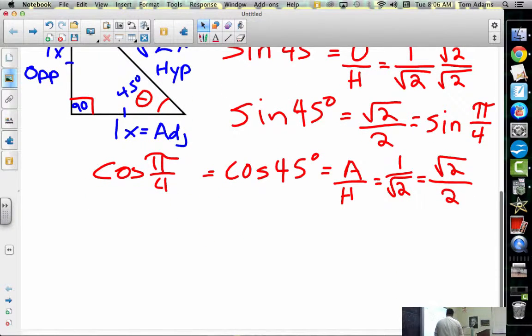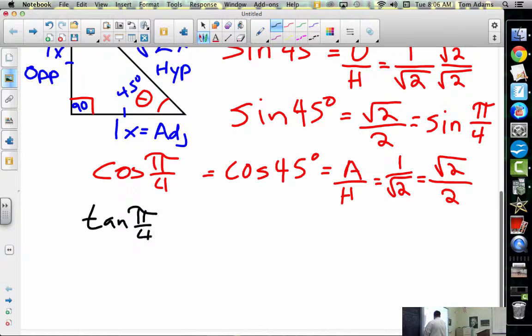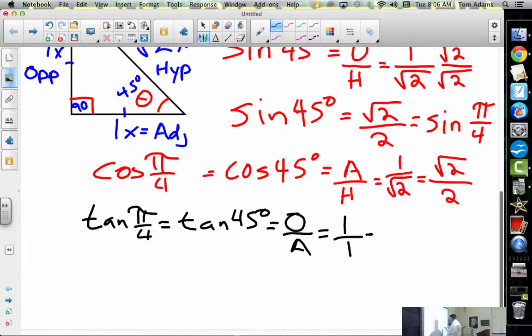Okay? So then tangent of pi over 4 is the same as tangent of 45 degrees, which is equal to the opposite over the adjacent, which is equal to 1 over 1, which is equal to 1.